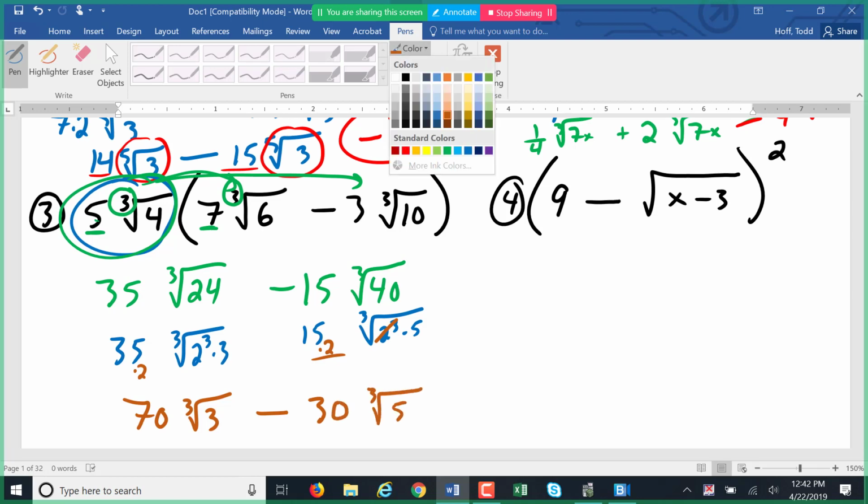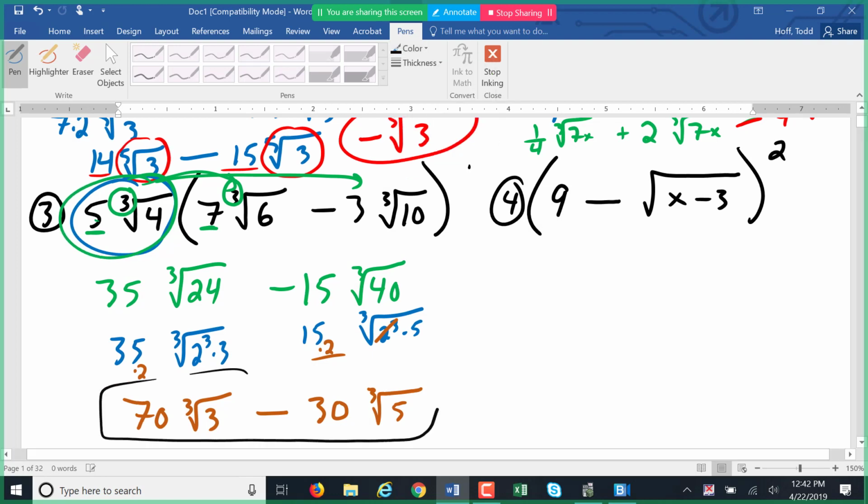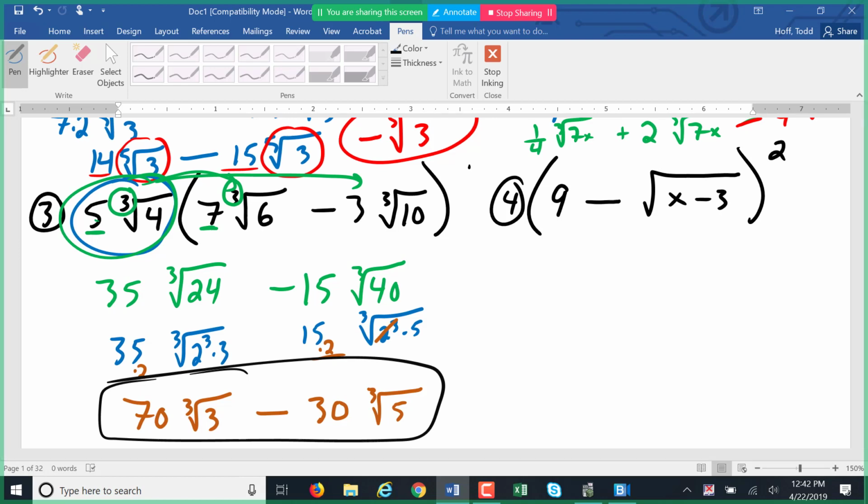Now at this point, the roots may both be third roots, but they have different objects. One is the third root of 3. The other is the third root of 5. Since all that's left is to subtract, I cannot combine those anymore.